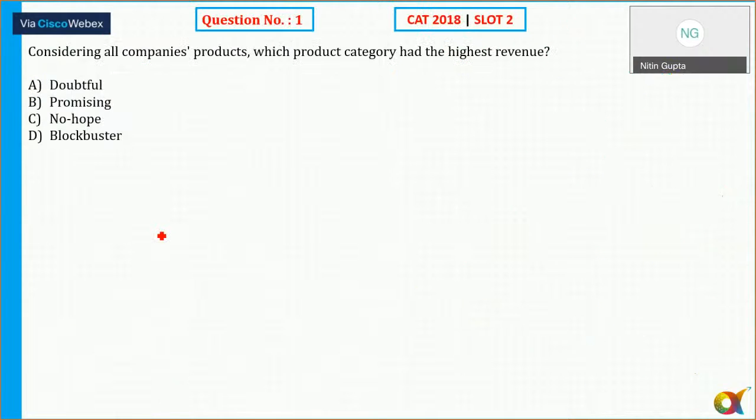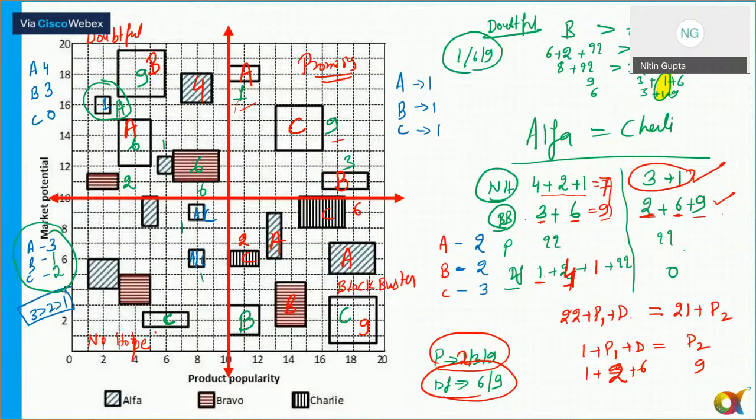First of all, considering all companies' products, which product category had the highest revenue? So you'll get the answer as nothing but that. Blockbuster will be having the highest revenue. Okay, you can add all the values of the Blockbuster and you'll find out that the Blockbuster had the total of highest revenue here. In any case, we have already calculated for Alpha and Charlie. So we can calculate for the Blockbuster also, isn't it? Alpha we have already calculated here. Okay, we have already written for the alpha revenue is equal to 7 plus 9 and something. So I'm sure that you can then do it now.